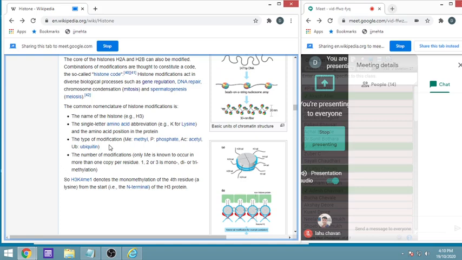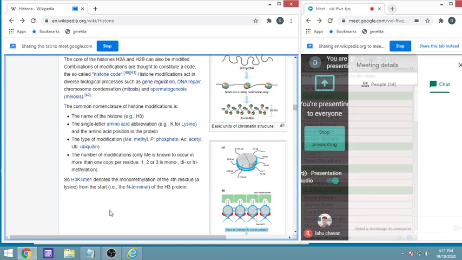If a ubiquitin molecule is attached, or ubiquitination is there, then we will call it UB. Then how many modifications are done on that? Particularly in ME, that is methylation. Here ME does not mean "me" as in I, me. Here it means methylation. Only methylation is known to occur in more than one copy per residue, so it is 1, 2 or 3, that means monomethylation, dimethylation, trimethylation.